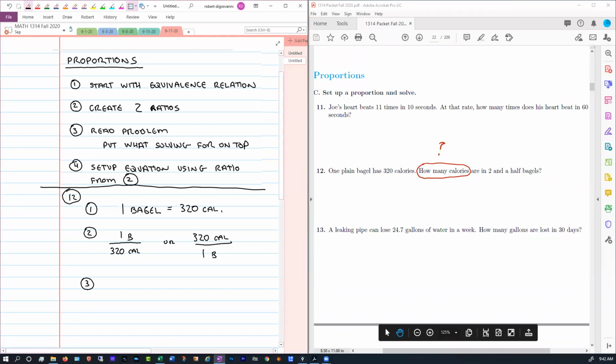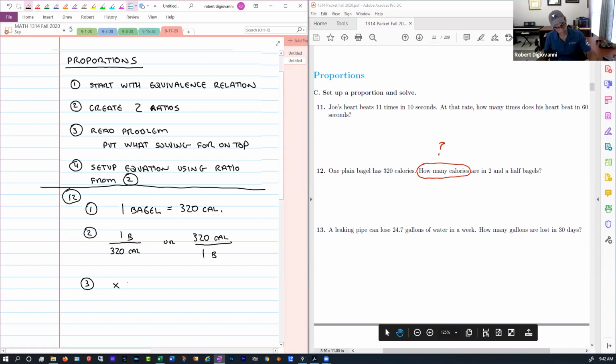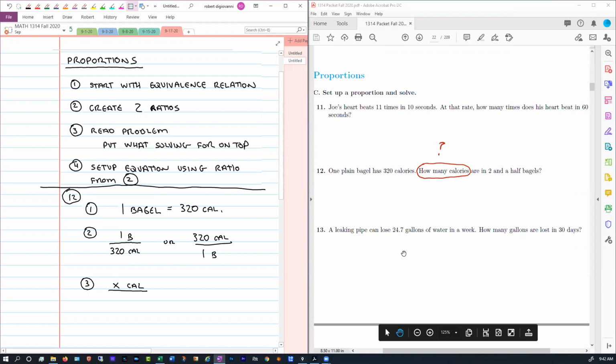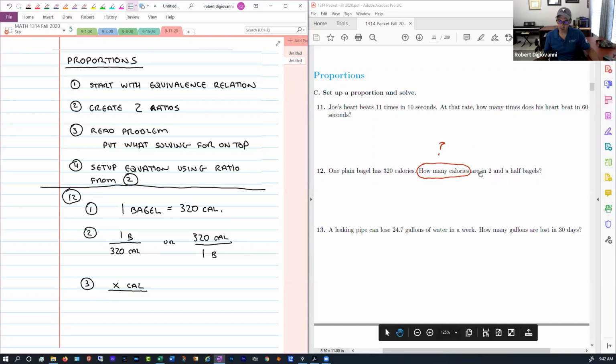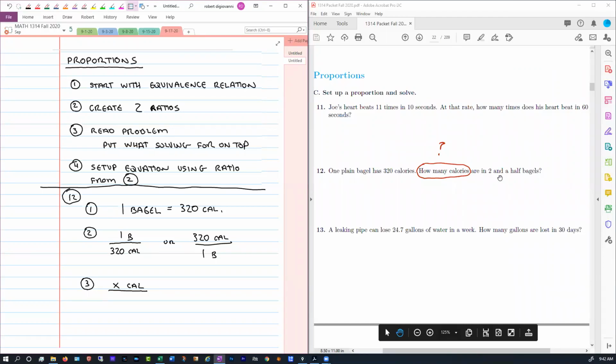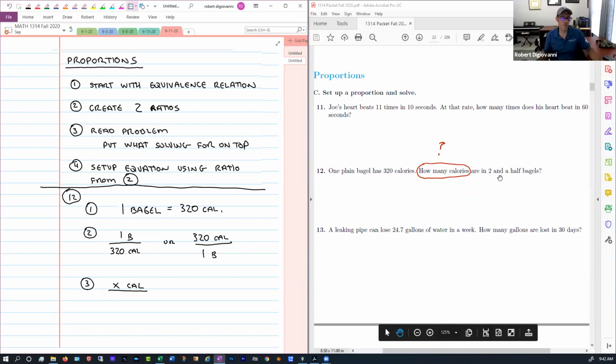So I believe we're gonna make a new ratio. It's gonna be X cows over... So read that question. How many calories are in what? Oh, and 2.5. So 2.5. Okay, so yeah, 2.5. How do you want me to write that, Sebastian?